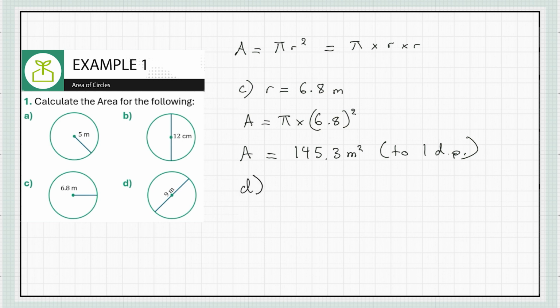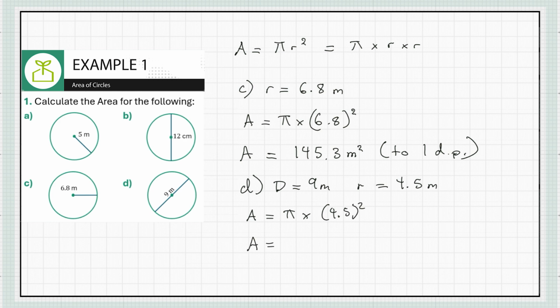Alright, looking at D, we have our diameter again. So our diameter is equal to 9 meters. That means our radius is equal to half of that, which is 4.5 meters. Again, you can do that on the calculator if you want to. It's not required that you do that in your head. Your area is equal to pi multiplied by the radius, which is 4.5 squared.